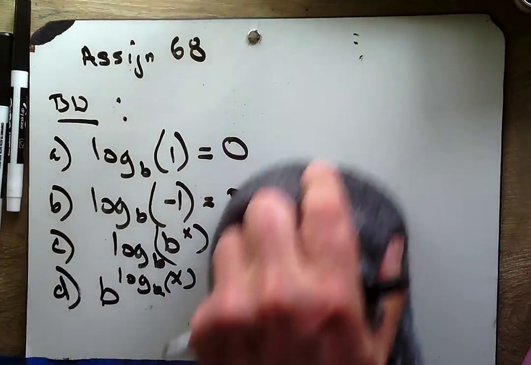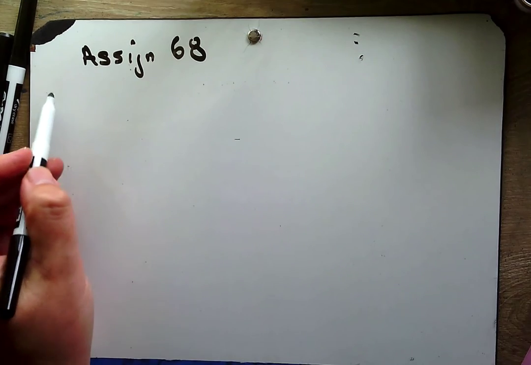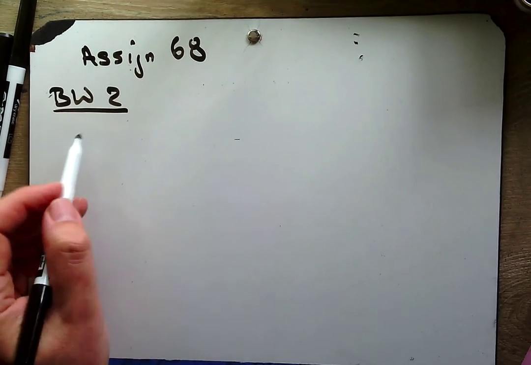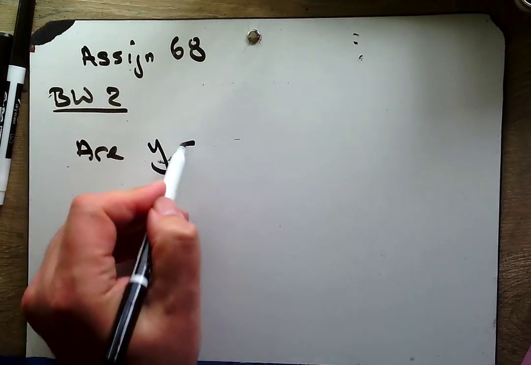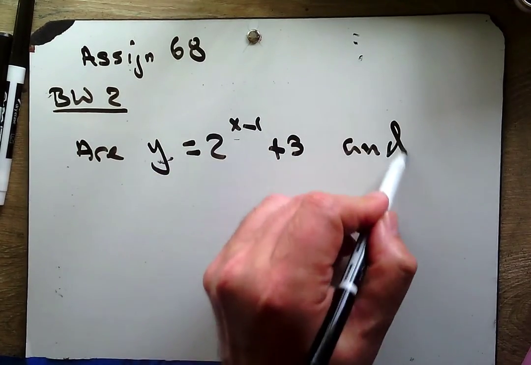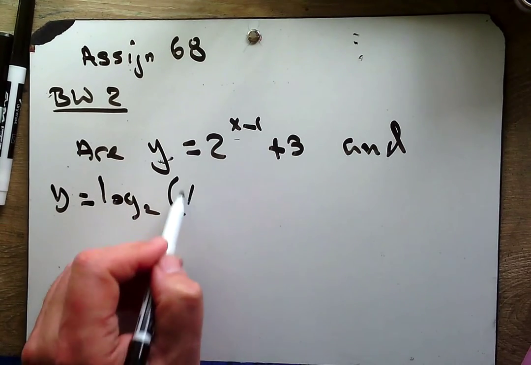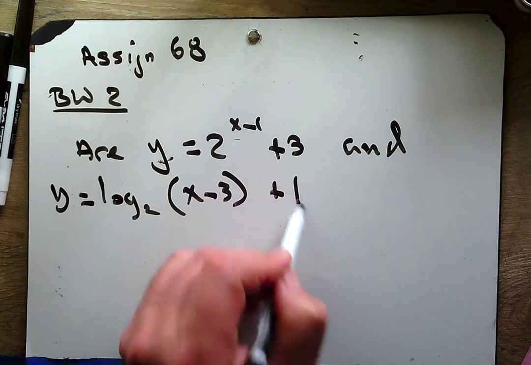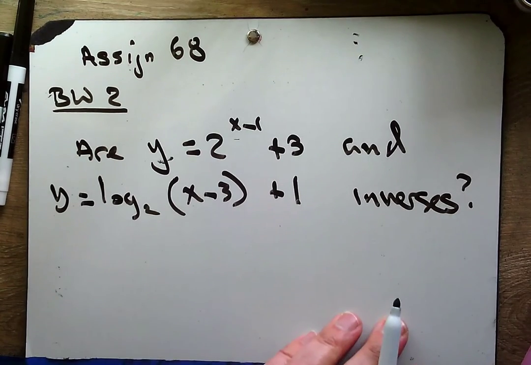Next. How about this question? This is bell work number 2. Are y equals 2 to the x minus 1 plus 3, and y equals log base 2 of x minus 3 plus 1 inverses? What a great question. So how can we know the answer to this question?